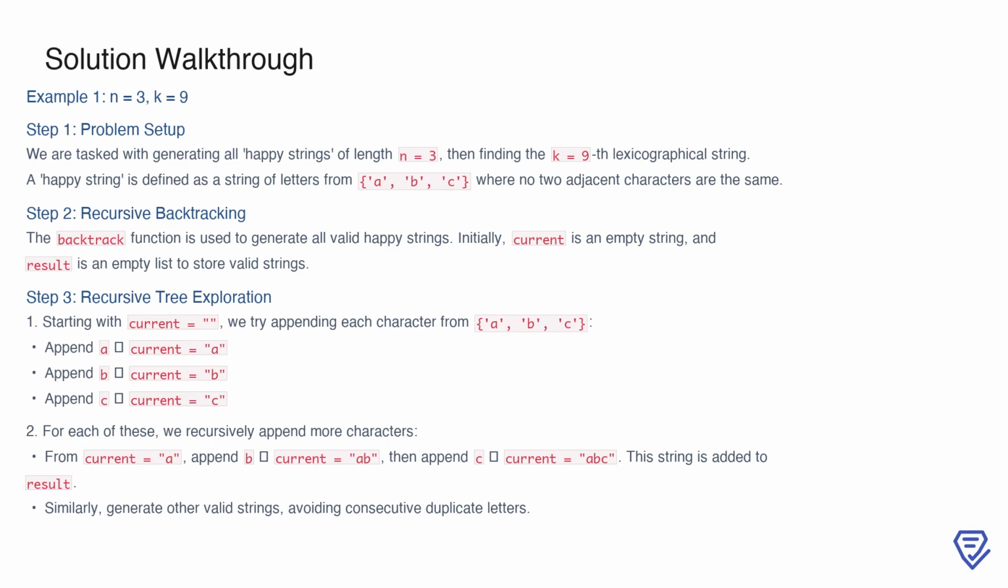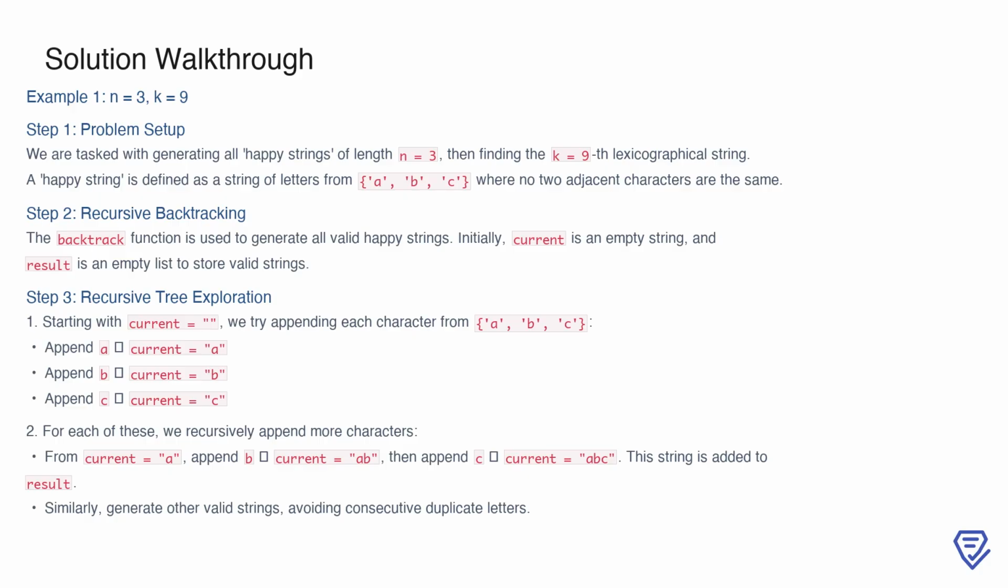The solution uses a recursive backtracking approach to systematically build these strings. Initially, we define a backtrack function with 2 inputs, current, which tracks the string being constructed, and result, which stores all valid happy strings. The process begins with an empty current string. At each step, we append one of the characters from the set a, b, c, ensuring that it doesn't repeat the last character in current.